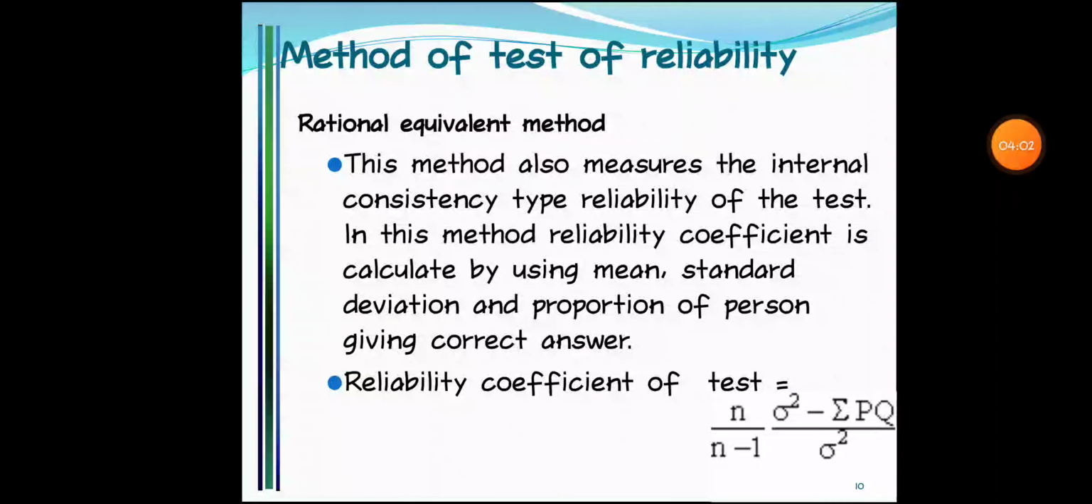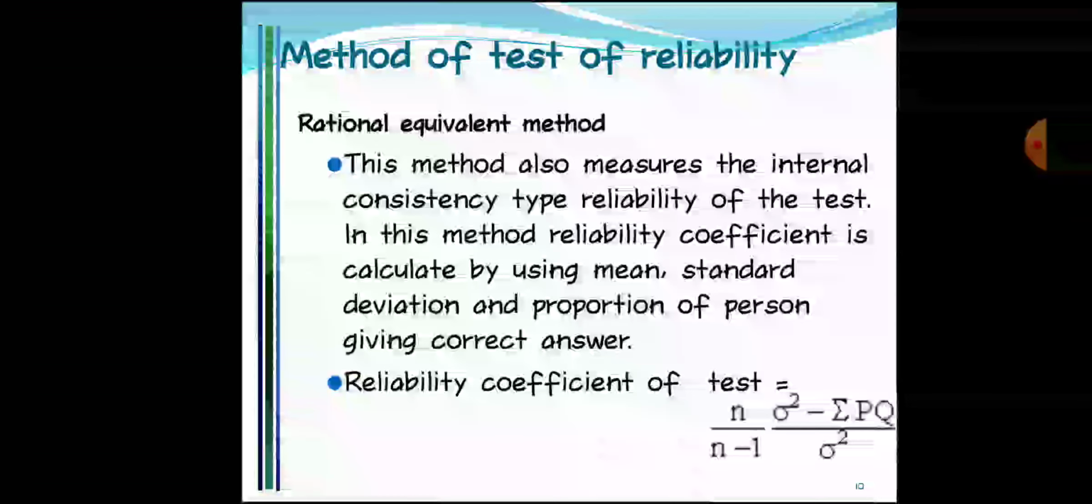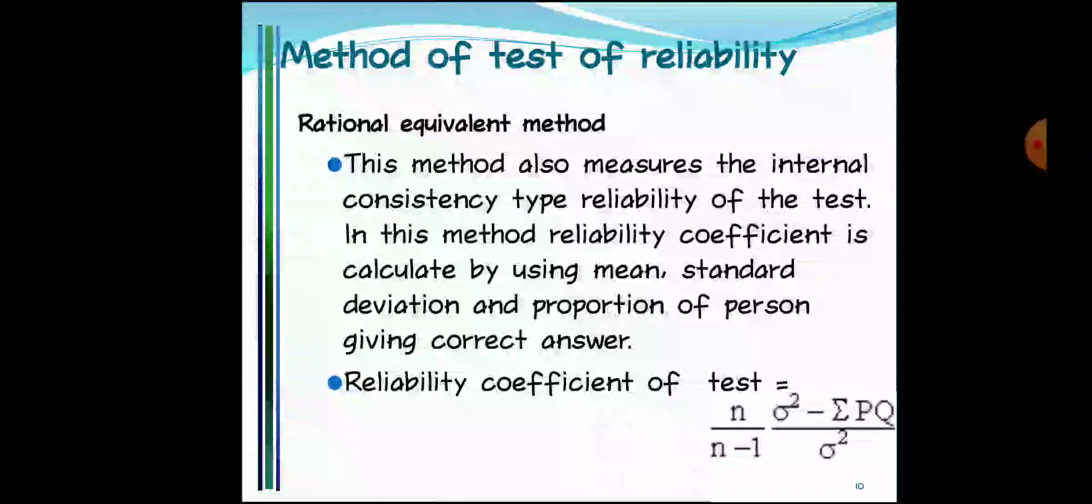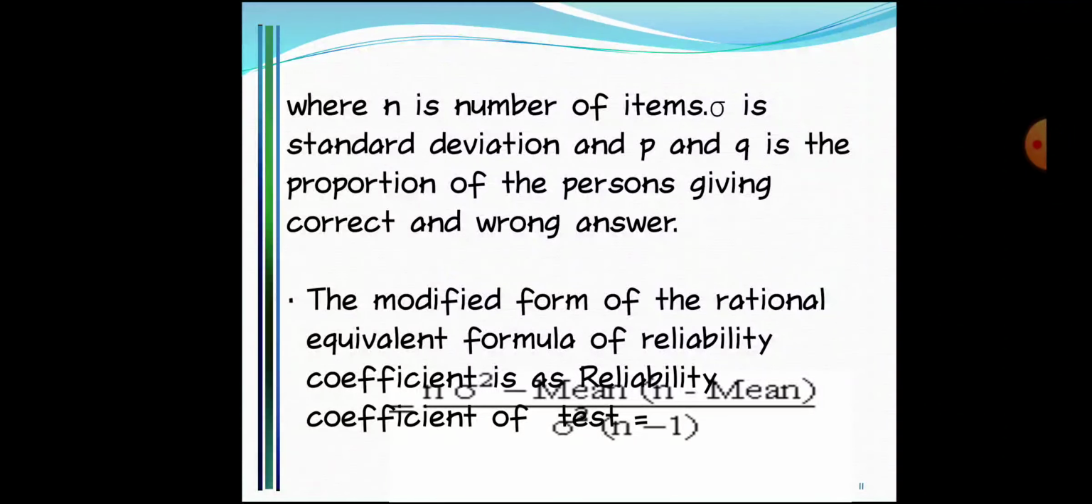Rational equivalence method. This method also measures the internal consistency type of reliability of the test. In this method, the reliability coefficient is calculated by using the mean, standard deviation and proportion of persons giving the correct answer. Reliability coefficient of test = n by n minus 1 times sigma squared minus summation pq divided by sigma squared, where n is the number of items, sigma is the standard deviation, and p and q are the proportions of persons giving correct and wrong answers.